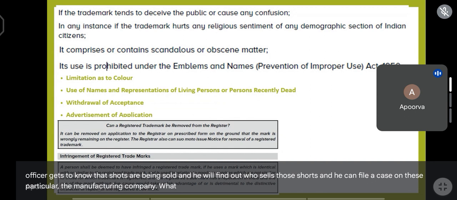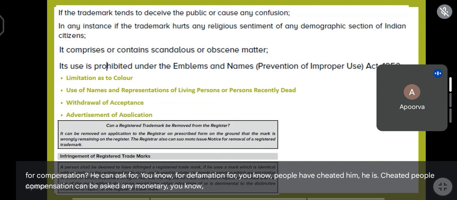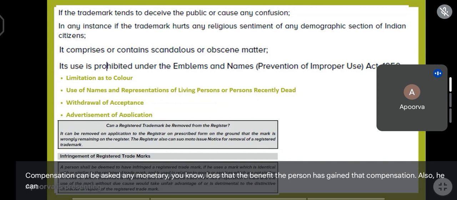What happens when he files a case against the manufacturing company? He can ask for compensation. He can ask for damages for defamation, because they have cheated people. Compensation can be asked for any monetary loss as well. Basically, infringement is a technical terminology for someone cheating and using the mark. Any doubts?